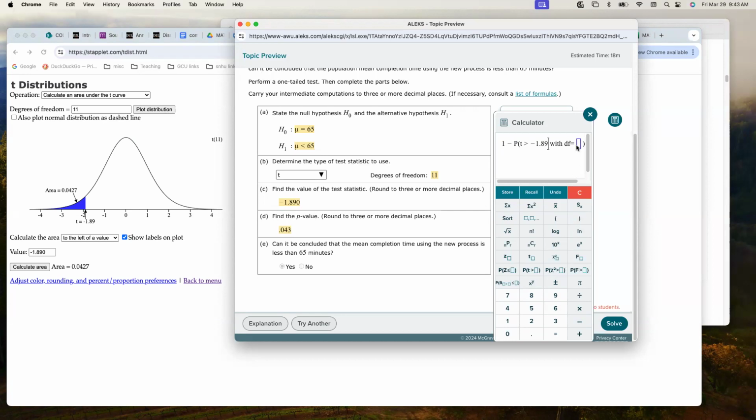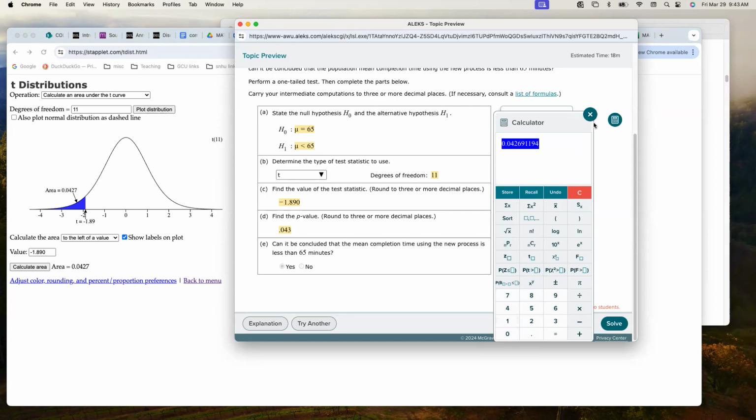Okay, with 11 degrees of freedom, you can see that we're getting the same p-value here of 0.0427 as well. So this is kind of set up to just do right tails, whereas in Staplets, you have the ability to go left and right.